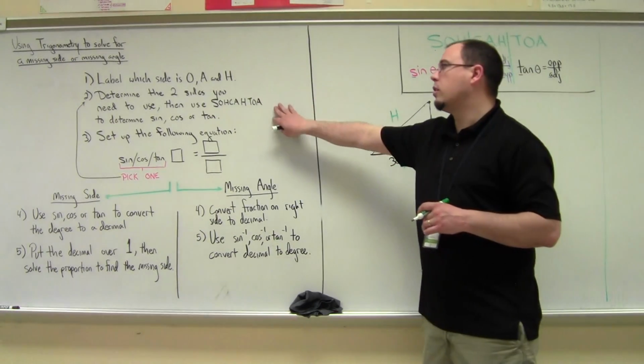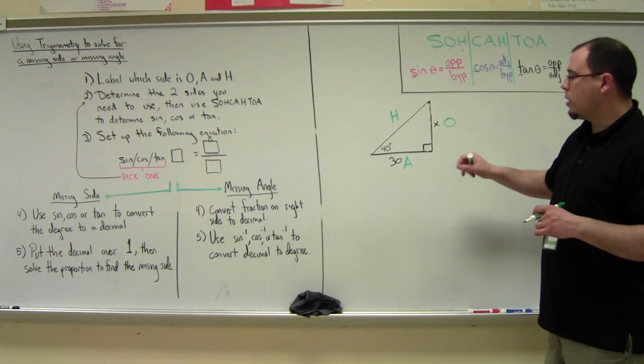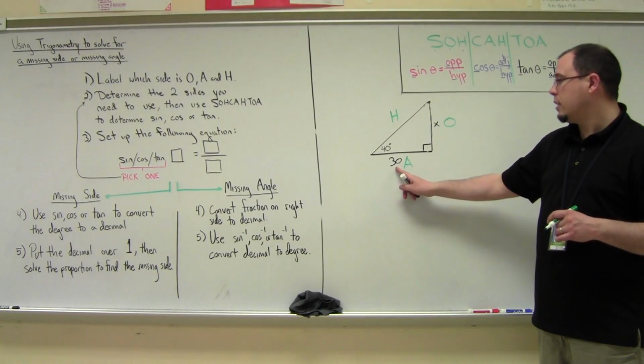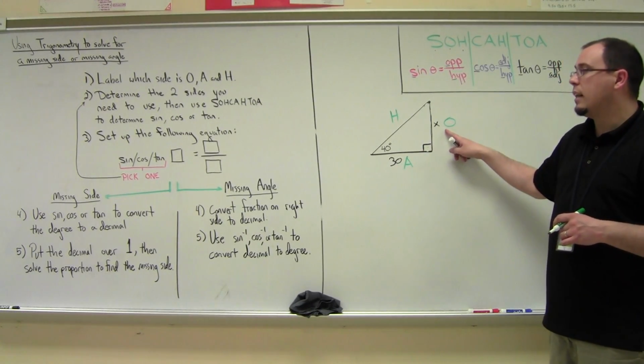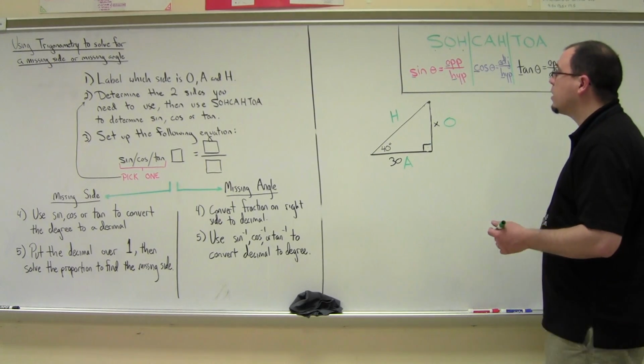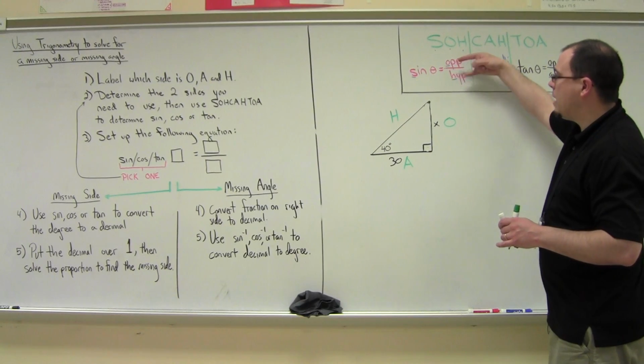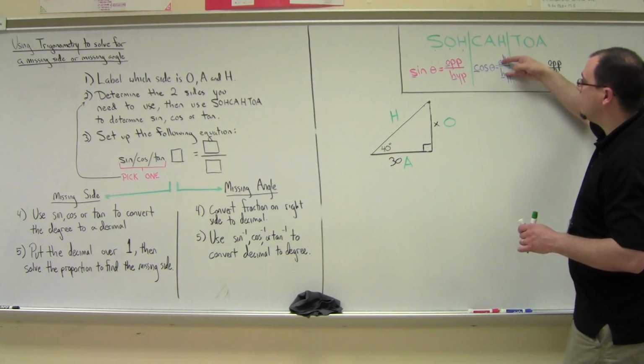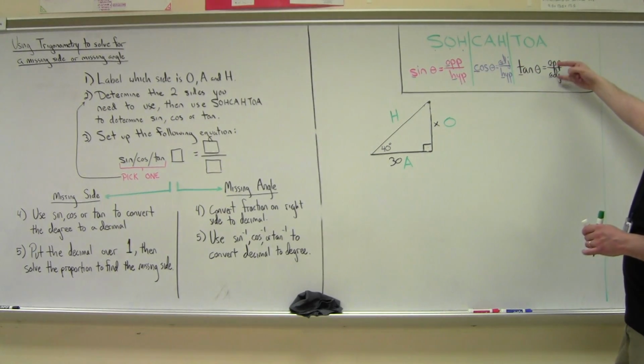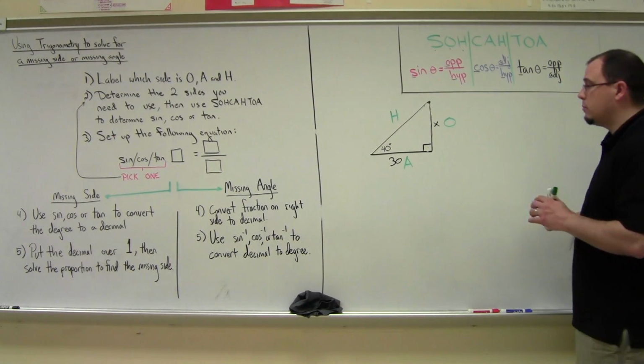In the next step, you're going to look for the two sides that we're going to use. In this case, it's going to be the adjacent side and the opposite side. And we're going to figure out, is that sine, cosine, or tangent? So opposite and adjacent. Opposite and hypotenuse, that's not it. Adjacent and hypotenuse, not it. Opposite and adjacent. We're going to use tangent.